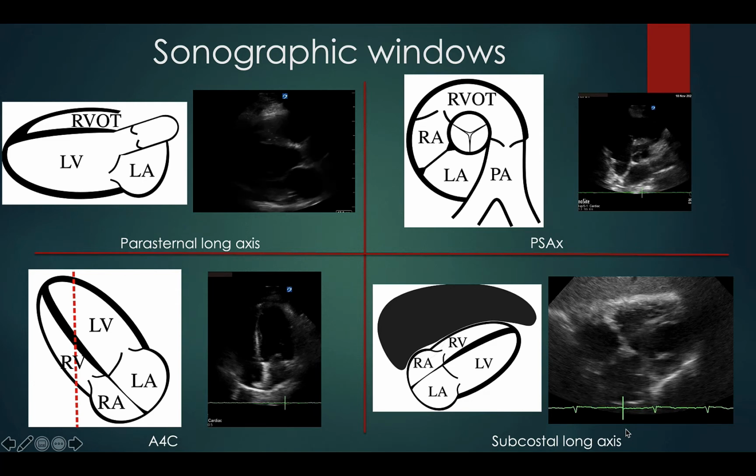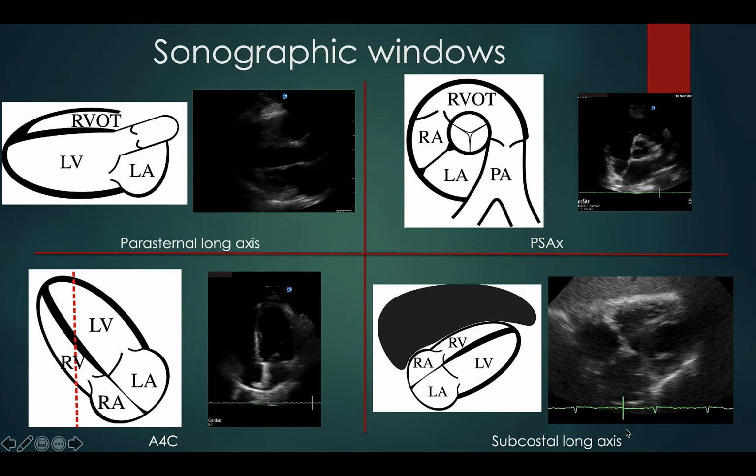The next is the short axis view, both at the level of the base, shown here, and the mid-papillary level. This gives us an excellent view of the outflow tract at the level of the base, and at the mid-papillary level gives us important information about RV size and septal movement.